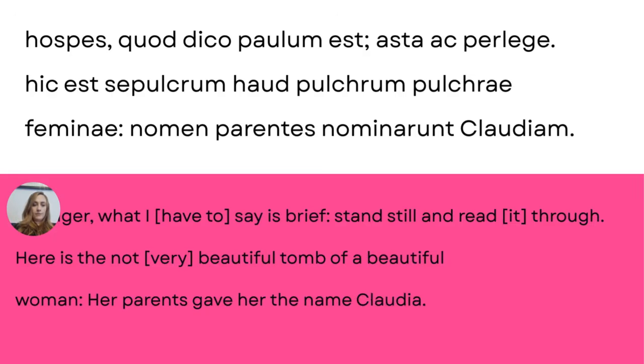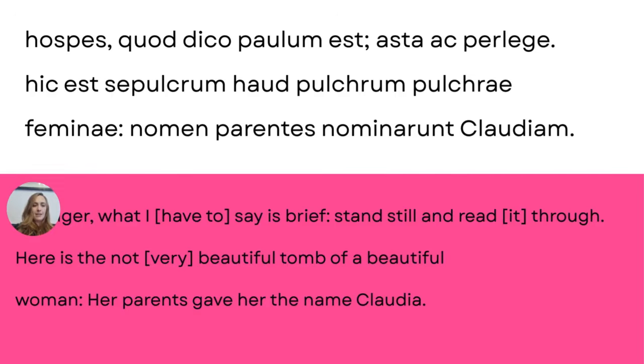So stranger, hospes. What I have to say is brief. Quod dico paulum est. Dico and quod, we know: what and I say, you know those from the language paper. Est, you know from the language paper. Asta ac perlege. Stand still and read it. Perlege is read it through. You know lege from the language paper. It's from lego, I read, and per is through. So we've just shoved together two words you already know.